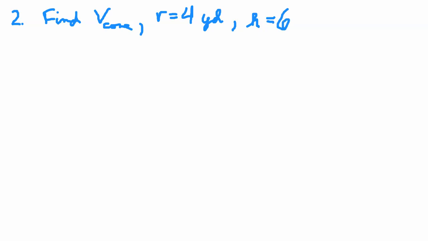Now, I'm struggling to think of a real-world application of when you would have a cone that had a radius of 4 yards. Usually we think of a cone as like an ice cream cone, but it could be that this is maybe a part on a rocket or some sort of artistic figure at a university or something like that.